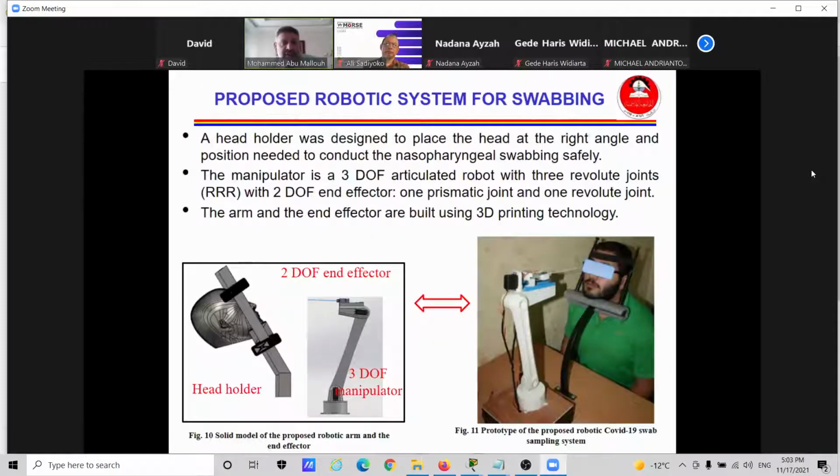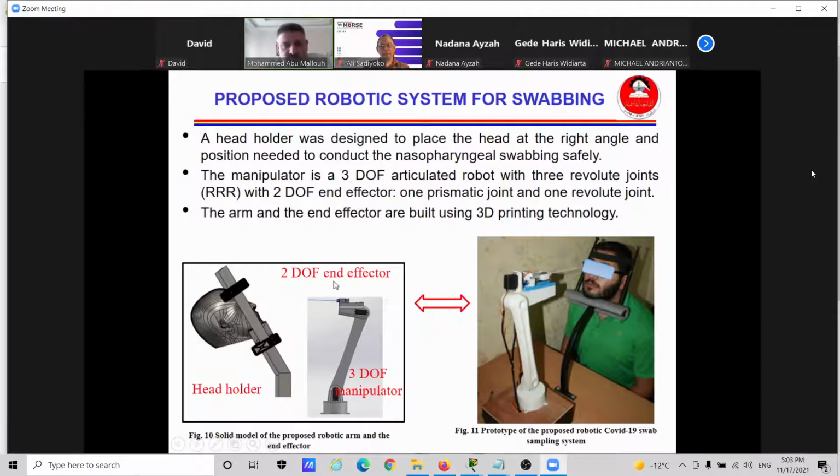Now, let's start with our proposed robotic system. Based on the CDC report I just mentioned, we decided to build a head holder. The figure shown on this side shows the solid model of the head holder we designed.